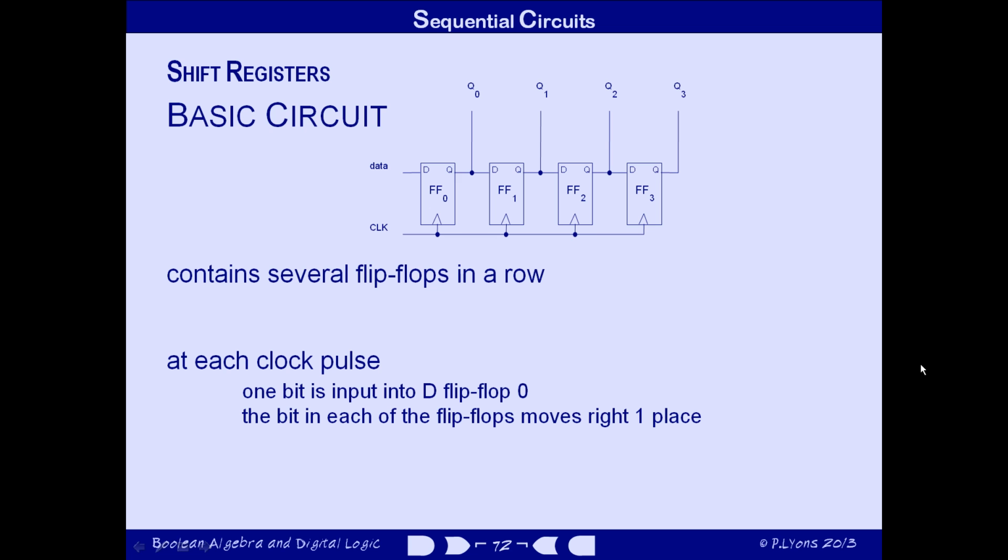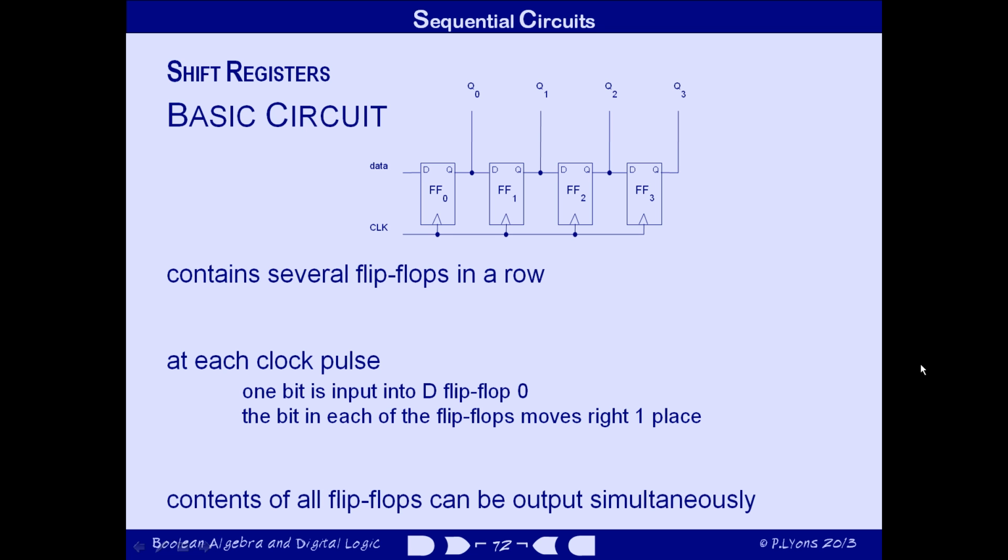In other words, the data value that's been input from the left does not race from left to right through the whole set of flip-flops, but progresses sedately one flip-flop at a time each time a clock edge occurs. And because each flip-flop's output is available continuously, the value of the 4-bit word that the shift register contains can be read at any time.